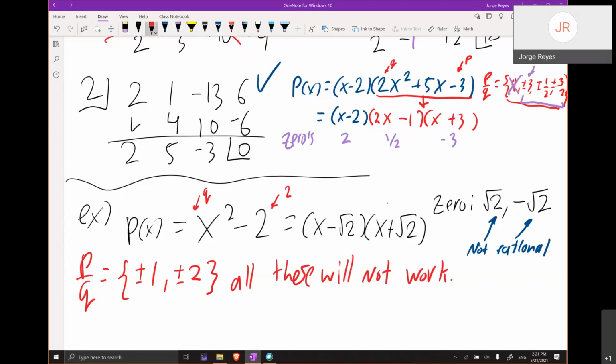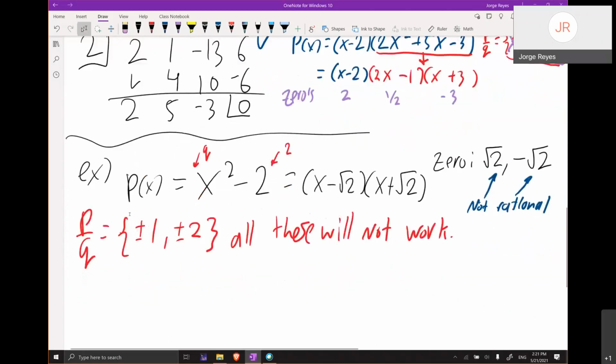Okay? So, you got to be a little careful with rational roots theorem, okay? Because sometimes the polynomial just doesn't have rational roots, okay? So then you have to do other things, okay? But if it does have rational roots, it has to be one of these, okay?